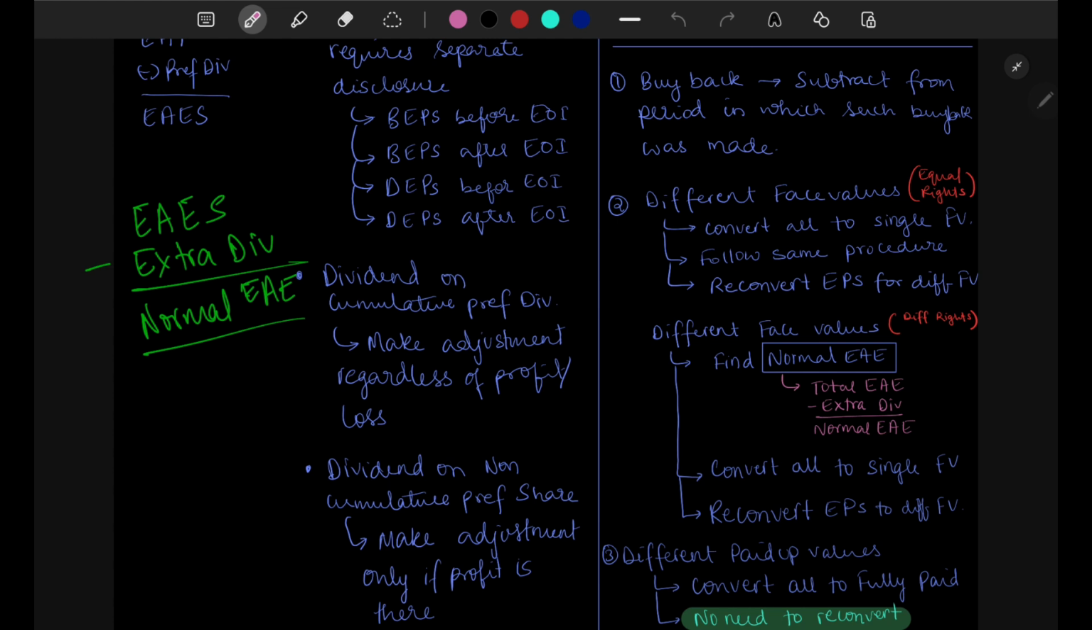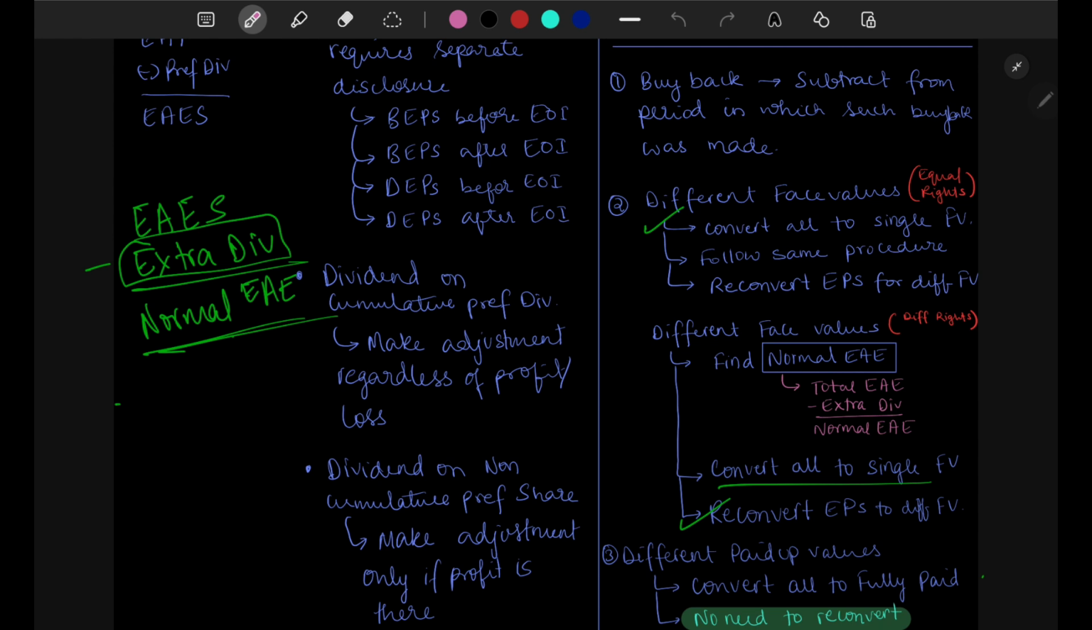So that will be your numerator. This normal EAE will be in your numerator, and then you will have to convert all the classes into a single face value, same as the converting step, and then find out the EPS and then reconvert the EPS back to the different face values. So there's one extra step. After you reconvert the EPS, you'll have to add this extra EPS to the respective classes.